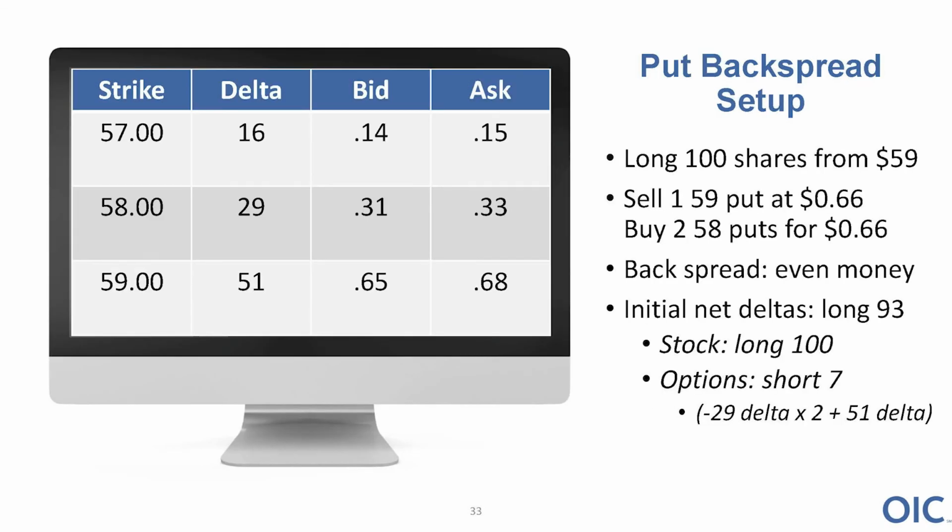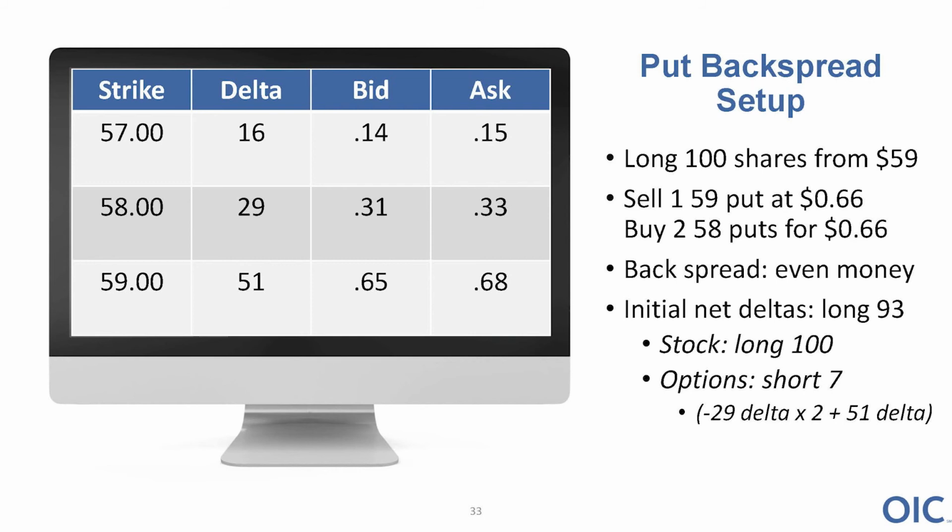So here's the setup. We have our shares that we purchased for $59. We look at our options chain and we see that we can sell the 59 put for roughly 66 cents. They're 65 bid at 68. Let's just say we could sell them a penny off the bid. So that's 66 cents. We buy two of the 58 puts for 33 cents apiece. So we have a debit of 66 cents. In this case, we were able to put on this put back spread for even money. It didn't cost us anything.